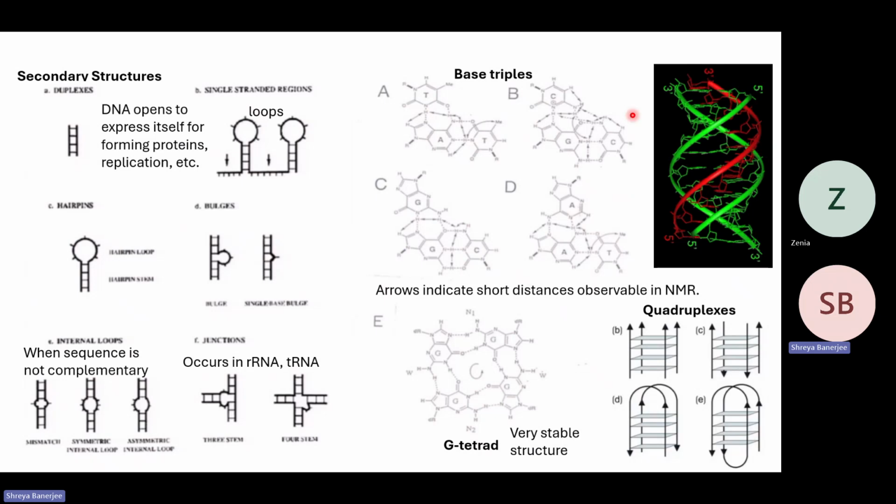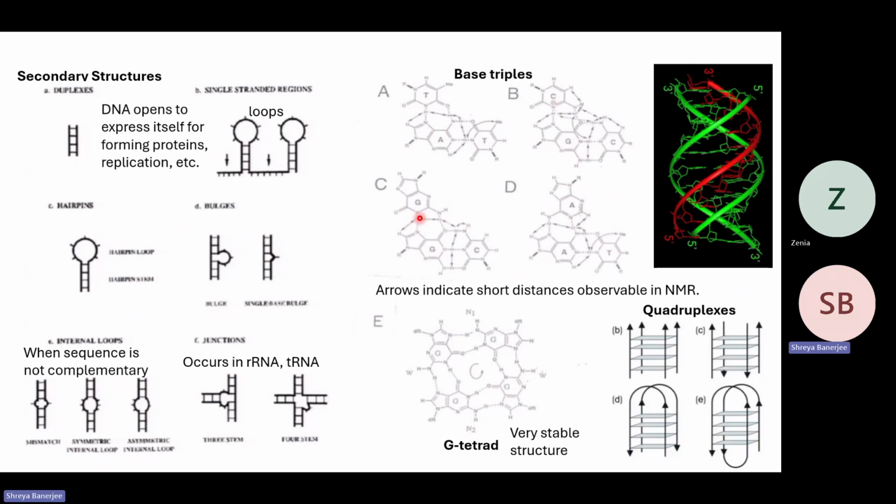Now you can have what is called a base triple. So far we were only seeing pairing between two nitrogenous bases, so we were calling it base pairs. Now three nitrogenous bases can also pair, and these are generally called base triples. So TAT, CGC, GGC, AAT, these are different ways in which three nitrogenous bases are pairing with each other.